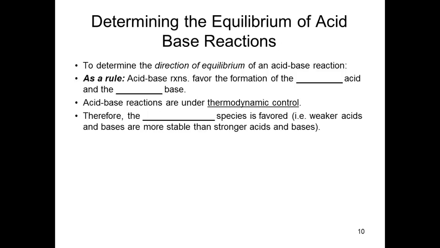The second thing I want to talk about, which is a little more straightforward, is let's say you have an acid-base reaction, and I want to know which way the equilibrium lies. In other words, what's the direction the reaction lies in? That's what I really want to determine. And that's pretty easy. As a general rule, acid-base reactions favor the formation of the weaker acid and the weaker base. Now in this case, weaker equates to more stable.